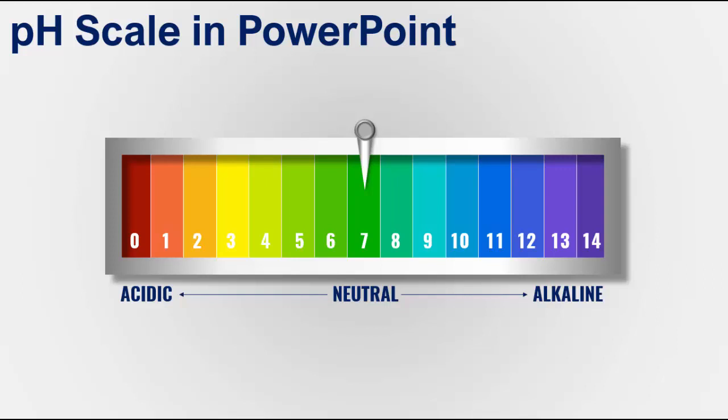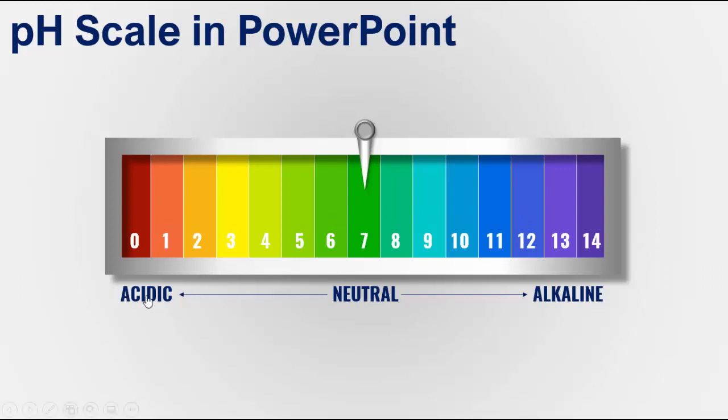In this tutorial, I'm going to show you how to create a pH scale in PowerPoint. You can see the pH scale down here, and I have given the numbers from 0 to 14, with 7 being the neutral. Towards 0 from 7 it becomes acidic, and from 8 to 14 it goes towards alkaline.